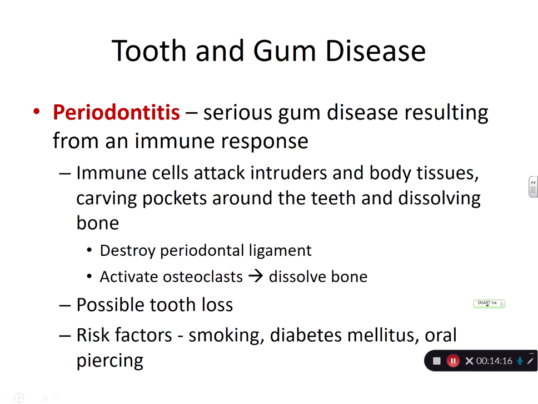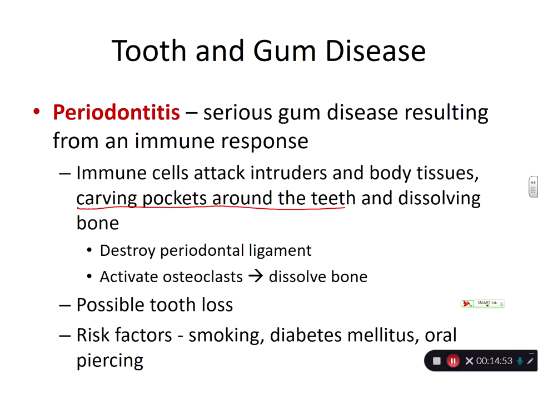All right. Another gum disease we have is periodontitis. This is a very serious gum disease, and this usually is from an immune system response. What happens is your immune system cells start to attack any foreign organisms and intruders in the body, and especially in the mouth, and your own immune system cells will start to carve pockets around your teeth. And it causes you to start to erode your own bone. It destroys the periodontal ligament, which is what is holding the tooth in the socket, and you start to lose teeth. So your teeth will get loose, they will fall out.